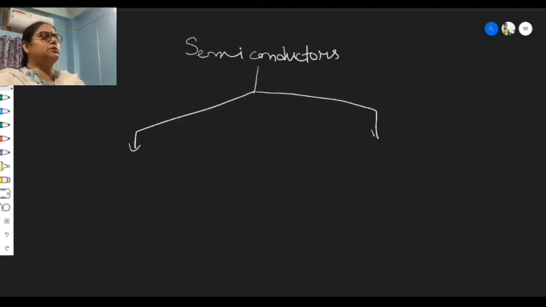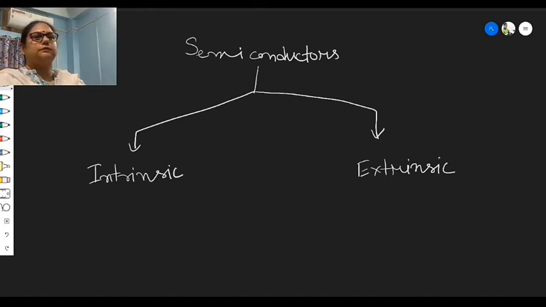In case of semiconductors, say we had two types of semiconductors. One is intrinsic and another is extrinsic. So the main point about semiconductors: as we increase the temperature, the conductivity of a semiconductor increases. This is a very important point, try to remember. As we increase temperature, the conductivity of semiconductor increases.